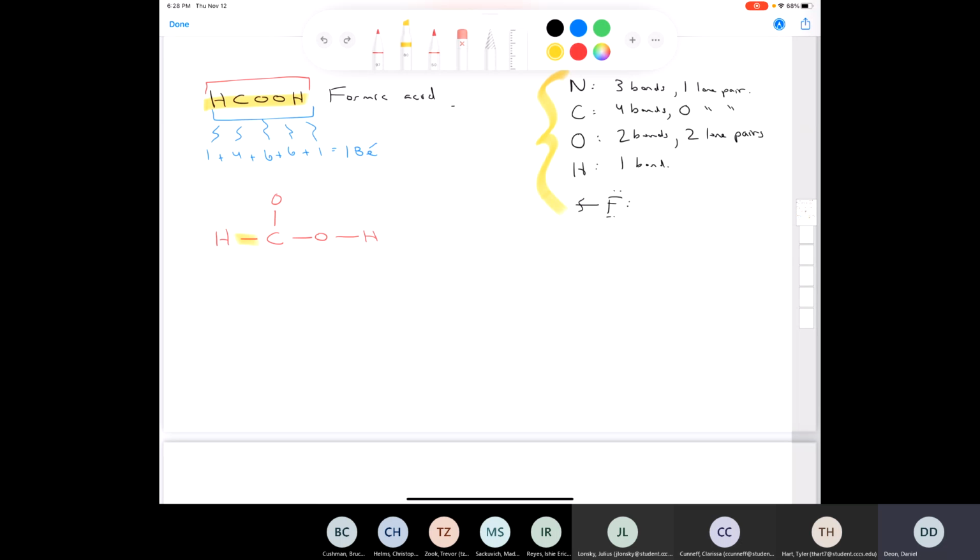Well, if oxygen always forms 2 bonds and 2 lone pairs, and carbon always forms 4 bonds, carbon already has 3 bonds, doesn't it? So to this oxygen, I'm going to put a bond and 2 lone pairs. And to this oxygen, I'm going to put 2 lone pairs like that. Now you can see that the carbon and both oxygens have complete octets, don't they? The 2 hydrogens have a complete duet, and this is a perfect Lewis structure.